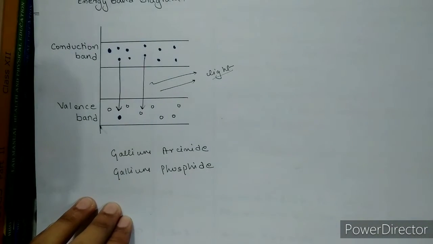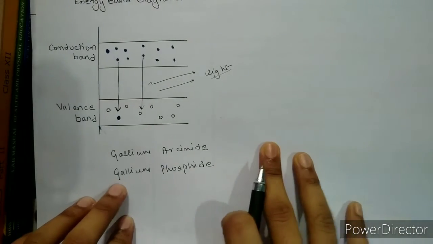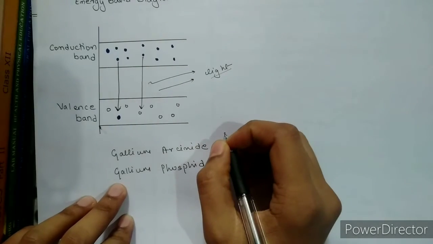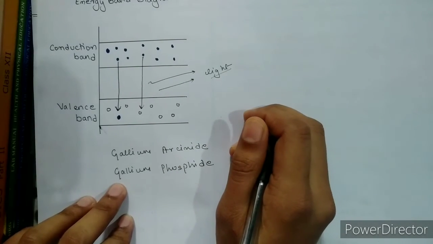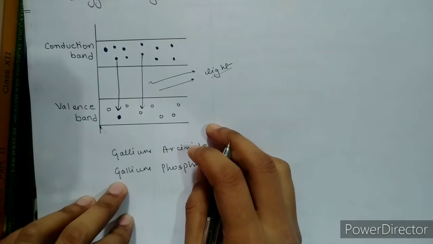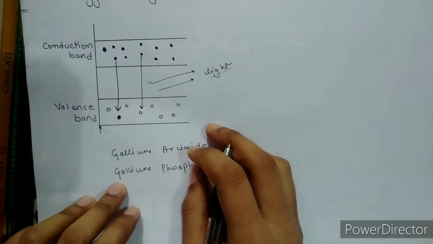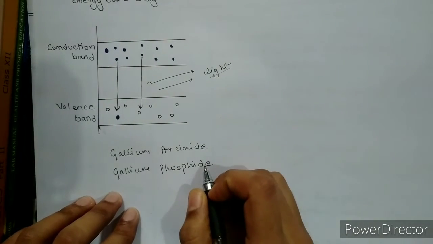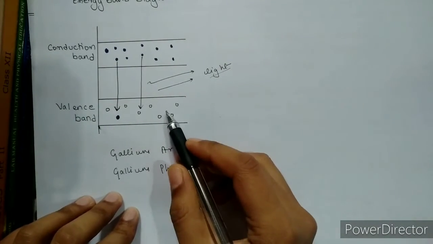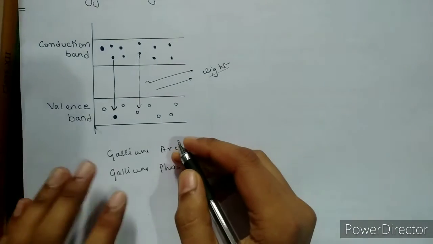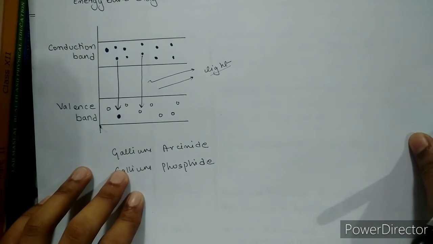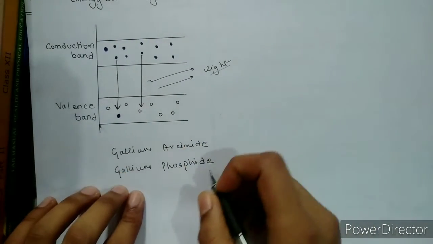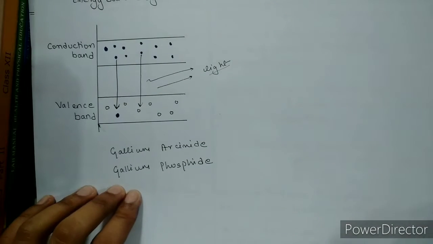So here, why is the energy in the form of light? We can say that in the fabrication of LED, different semiconductor compounds like gallium arsenide and gallium phosphide are used. In this type of semiconductor compound, during recombination, the energy is released in the form of photons, and the energy of the emitted photon is equal to the band gap.